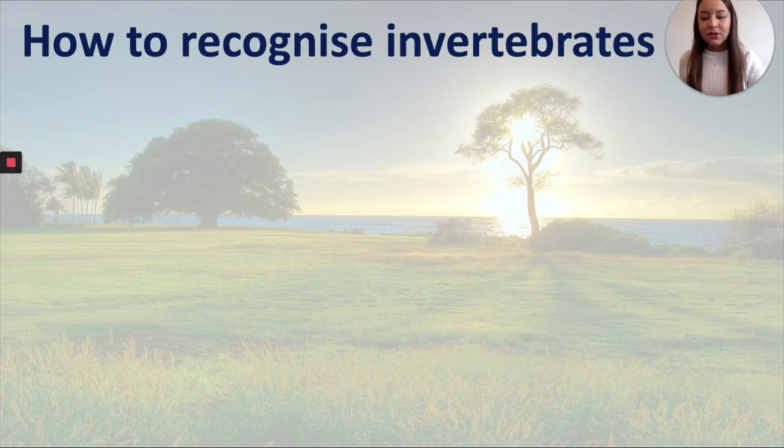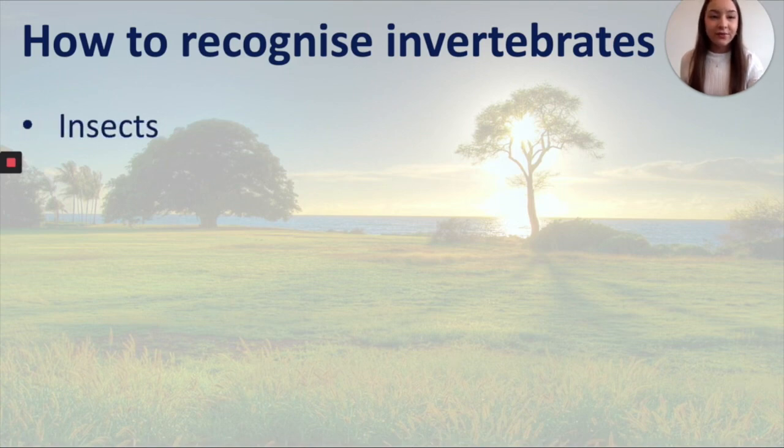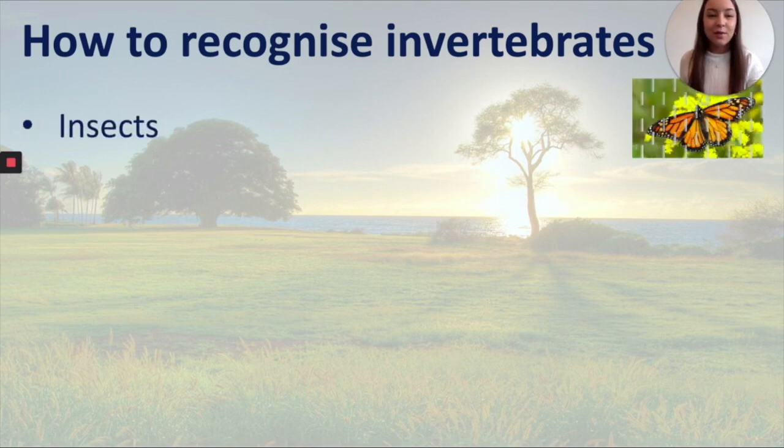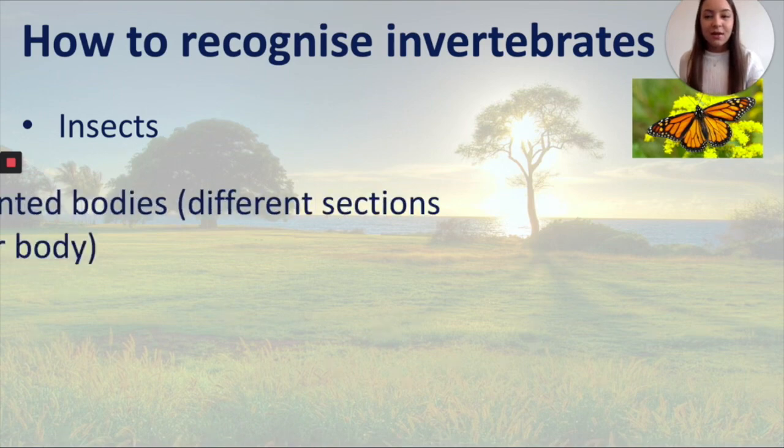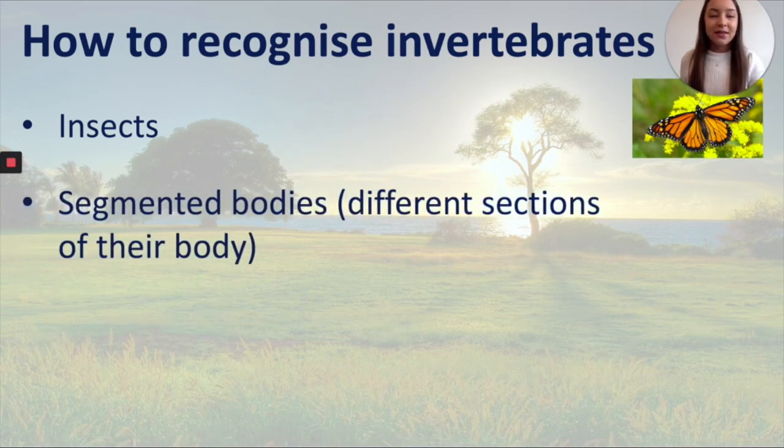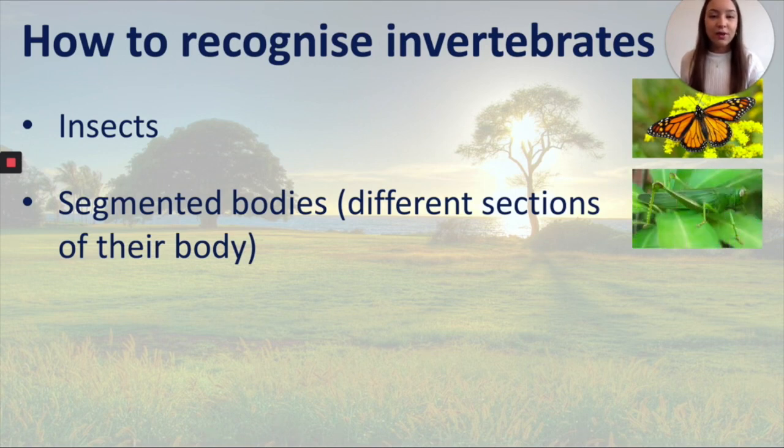So now we're just going to talk about how you can recognise an invertebrate. Last week we said that insects are invertebrates, for example butterflies. We also spoke about segmented bodies, which means animals that have different sections of their body. For example, a grasshopper. So all insects and a lot of insects with segmented bodies are invertebrates.